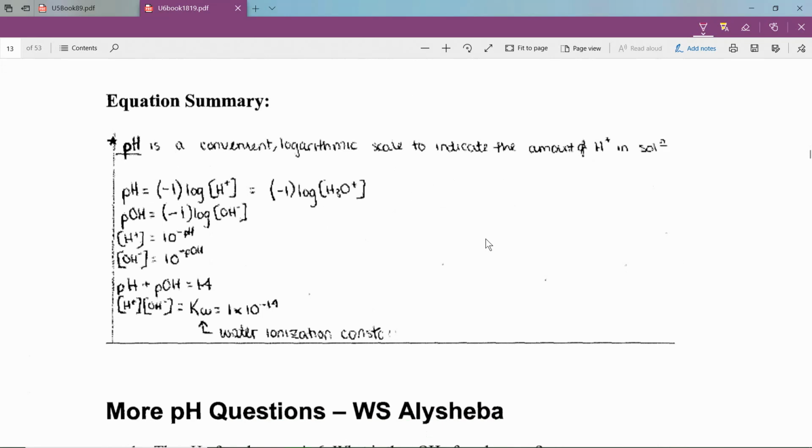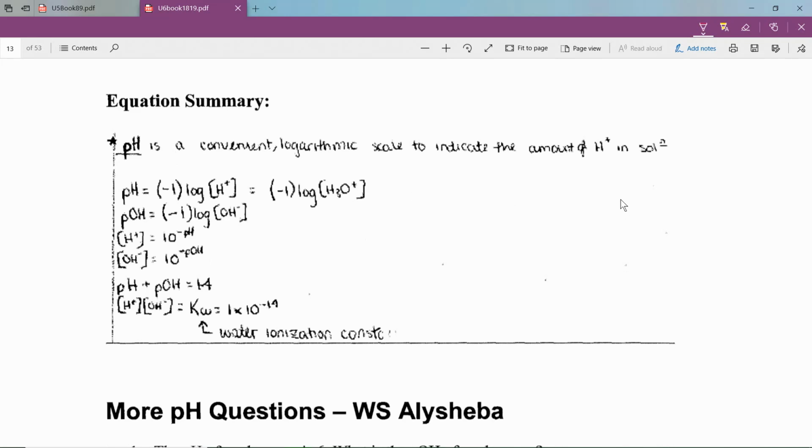pH is a convenient logarithmic scale to indicate the amount of H plus in solution. pH is negative 1 times the log of H plus, or negative 1 times the log of H3O plus. H plus and H3O plus, two ways of saying exactly the same thing. Well, okay, fine, not exactly the same thing, but you add H plus to H2O to get H3O plus. Hydronium ion concentration, same as H plus. As much as possible, I'm going to use H plus in these calculations. pOH is minus 1 times the log of OH minus. H plus is 10 to the minus pH.